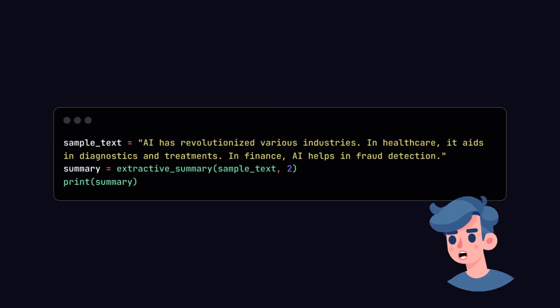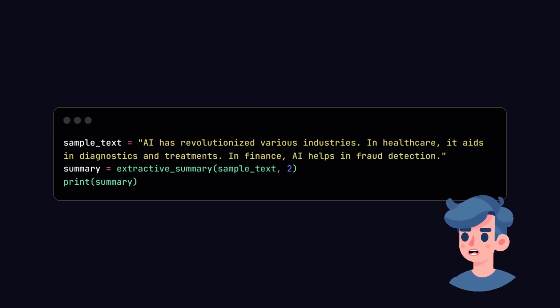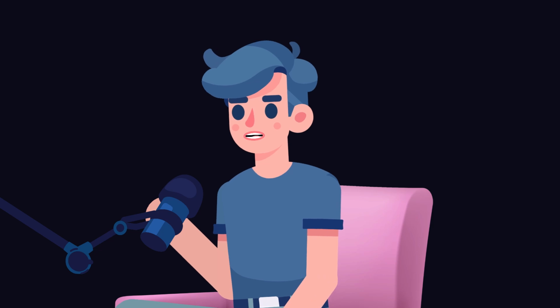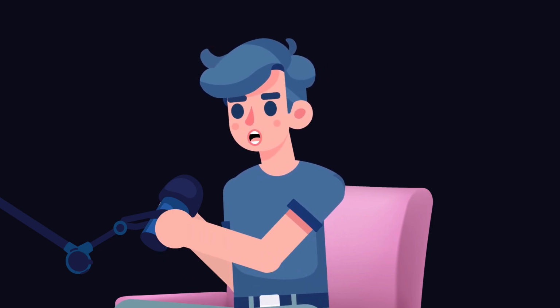Let's see this function in action. For demonstration, I'll use a sample text. You can modify this text with your own content to see how the summarizer performs. Here's the text. When you run the above code, it should give you a concise summary of the original text you provided. Extractive summarization works well when maintaining the original phrasing is crucial, but it might not be able to capture the nuances of the text fully.